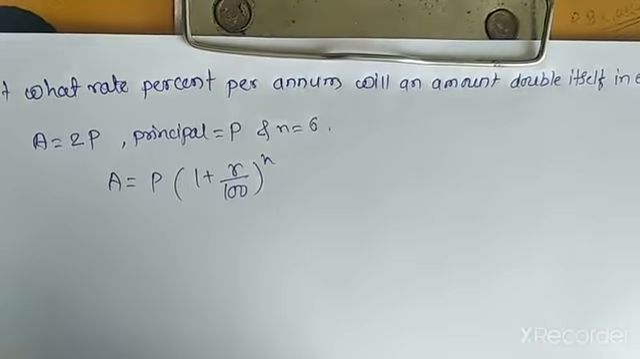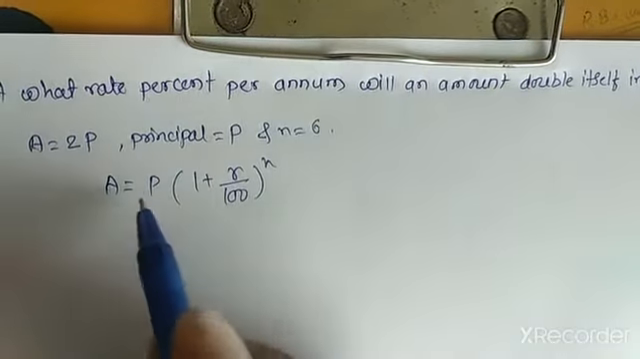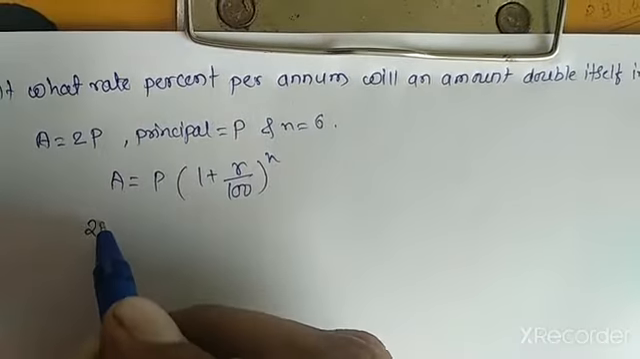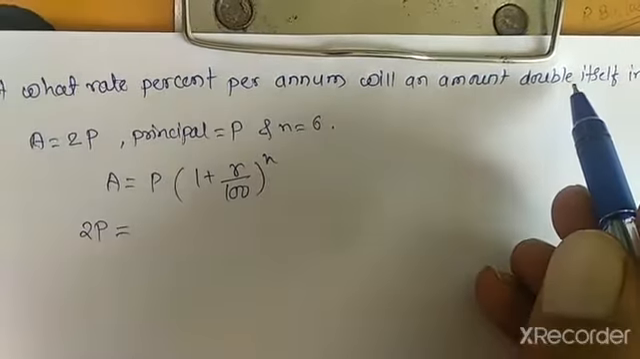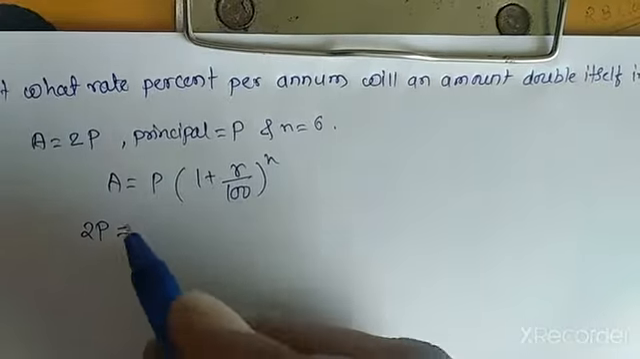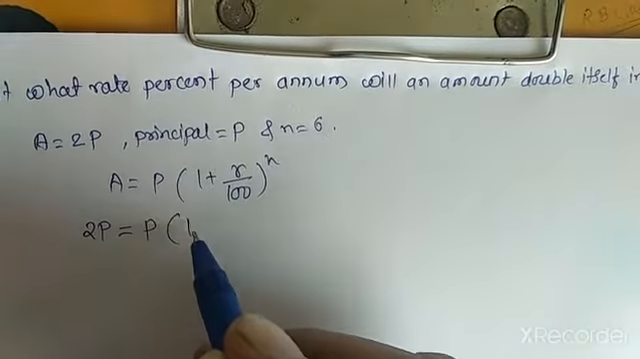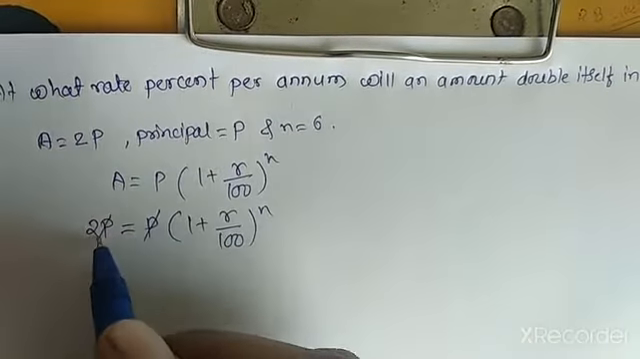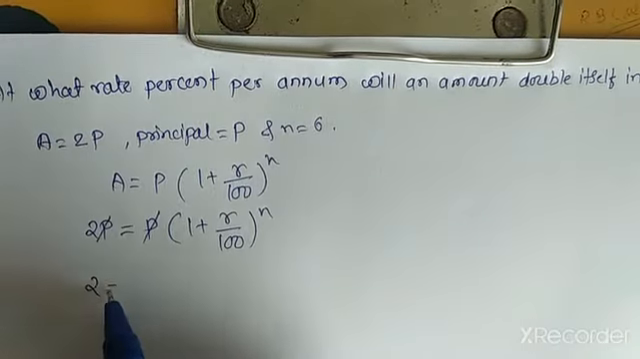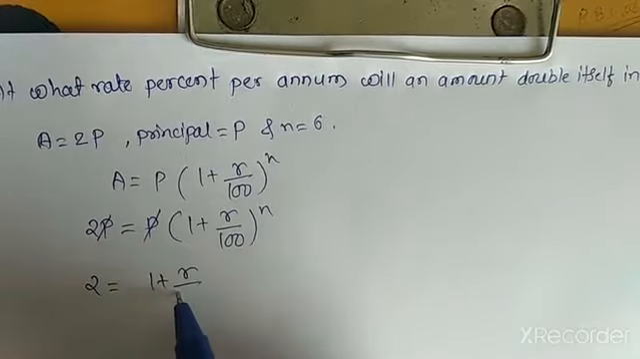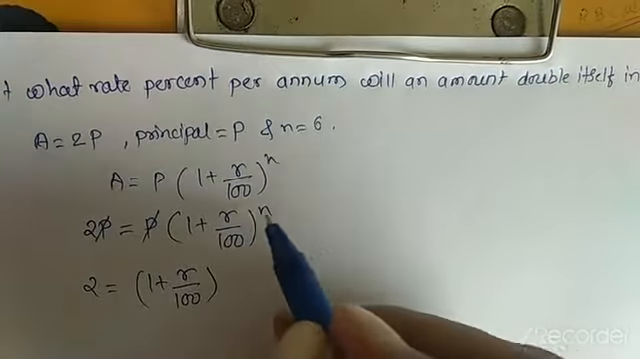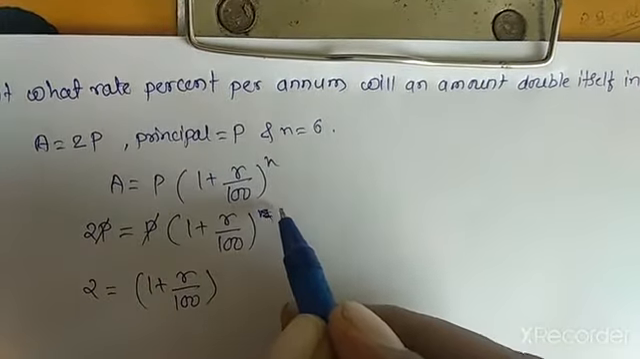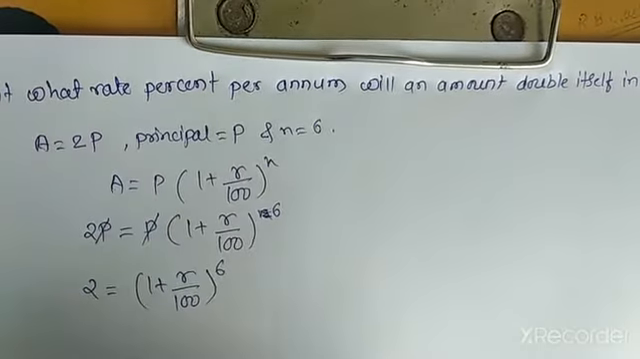Okay, now here we put the value A as twice P because we have to find for double amount. So it is twice P into P times (1 plus R upon 100) raised to N. So here P will get cancelled from both sides, so it remains only 2 is equal to (1 plus r upon 100) raised to n, and n is given as 6, okay, raised to 6.